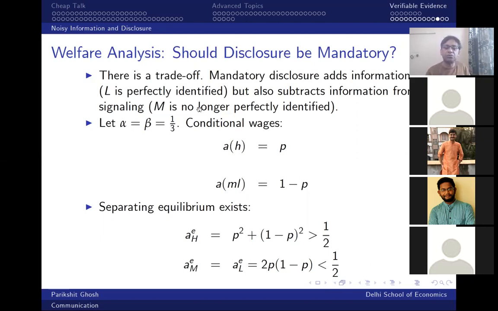So how do these two things compare from the receiver's perspective? Okay, here's a specific example. Suppose there's an equal fraction of all types. Alpha, beta is 1/3. You can go back and look at the expressions we derived for compulsory, for conditional wages. You'll find that there are P and 1 minus P. And you can, again, use the same expressions with these values. And you'll find that the two expectations are of this form. And one is greater than half and the other is less than half. So a separating equilibrium exists.